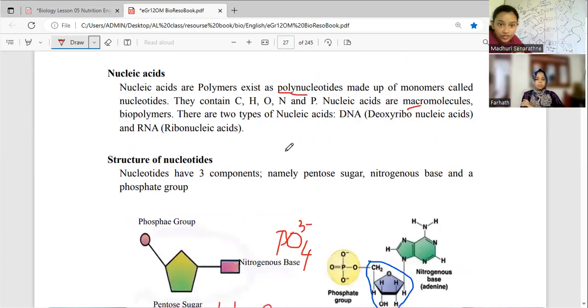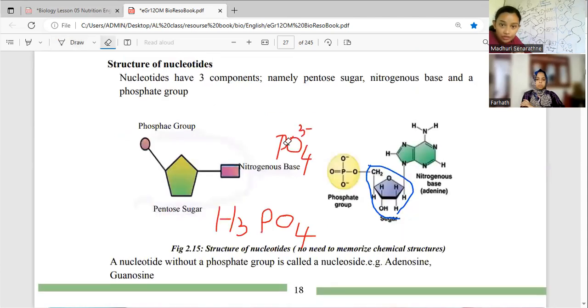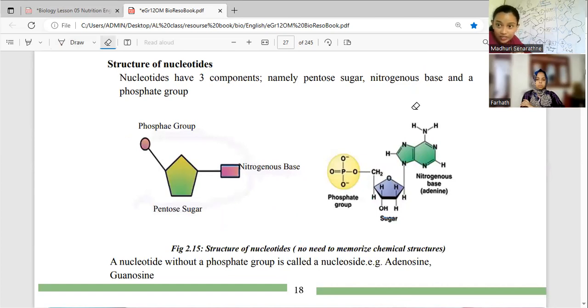And what about the structure of nucleotides? Again, you have to draw this one. No need to remember this chemical nature. Anyway, you can take a screenshot and stick it to your note. You can take a screenshot now.